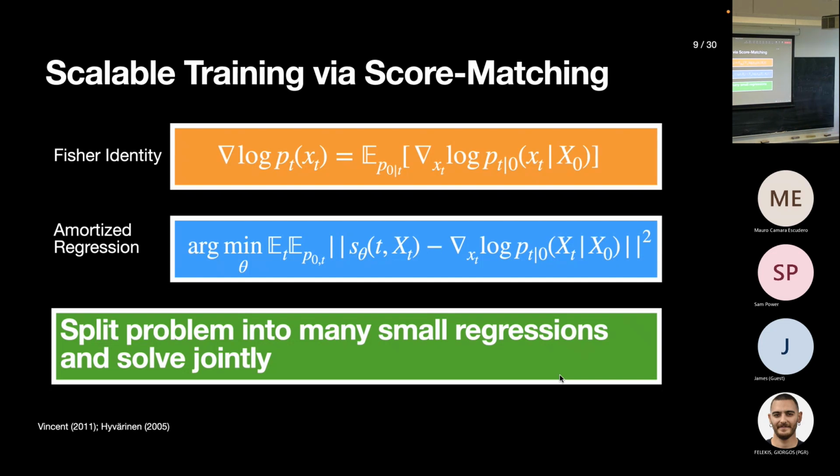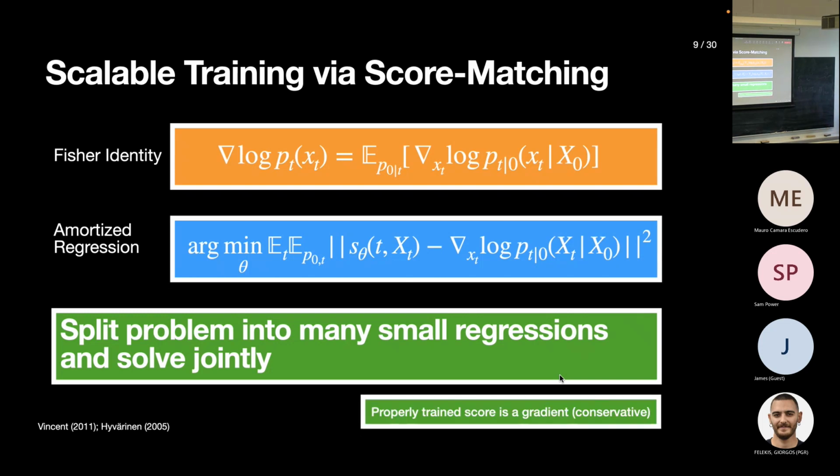So one way of thinking about this is taking a complicated problem and splitting it up into many, many smaller problems which are deterministic. And if people are interested, if you properly train a score network, you can show that it's actually conservative. And by conservative, I mean it is actually a gradient of something.